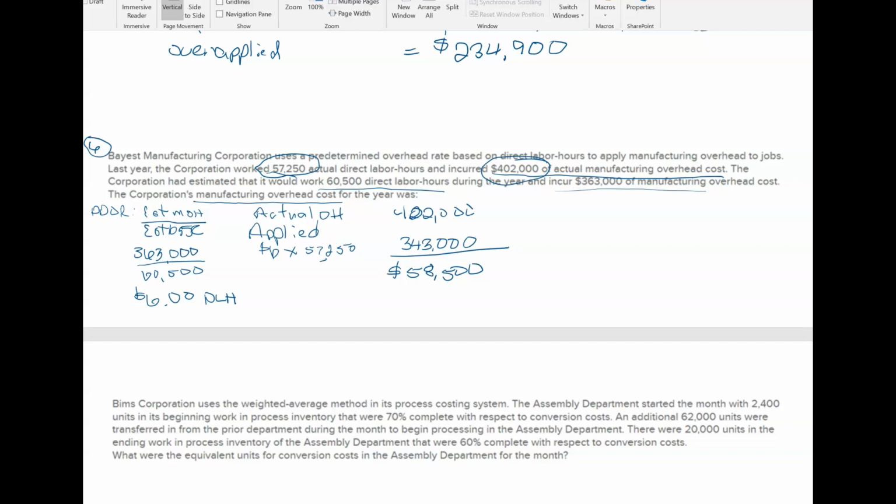Applied was 343. And then what you're really looking for is whether it was over or under. The actual was more than the applied. So in this problem, we under applied our overhead.